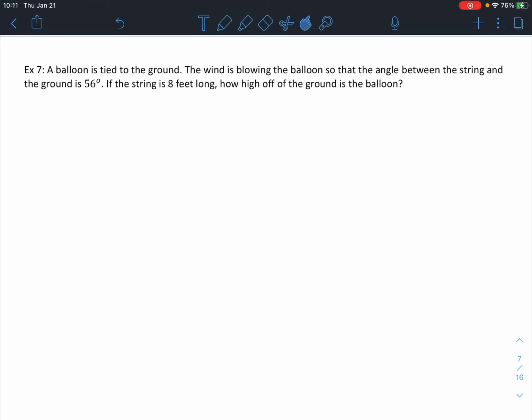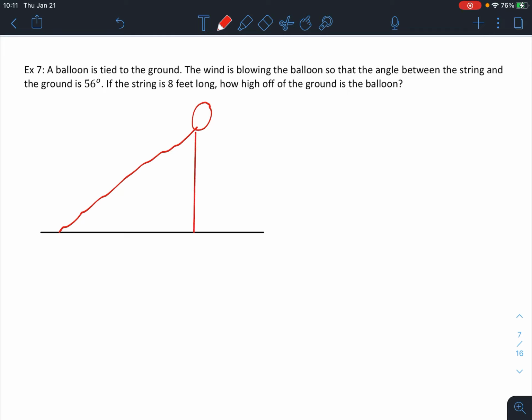Number 7, a balloon is tied to the ground. The wind is blowing the balloon, so the angle between the string and the balloon and the ground is 56 degrees. The string is 8 feet long. How high off the ground is the balloon? All right, so we have the ground here. And we have a balloon that's tied to the ground, blowing in the wind here. And here's our right triangle.